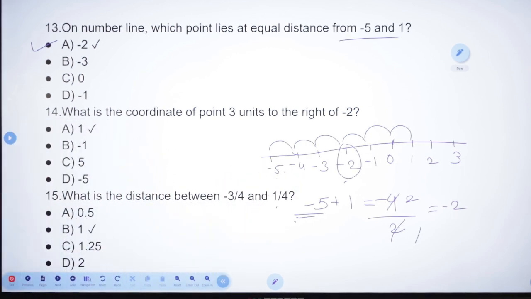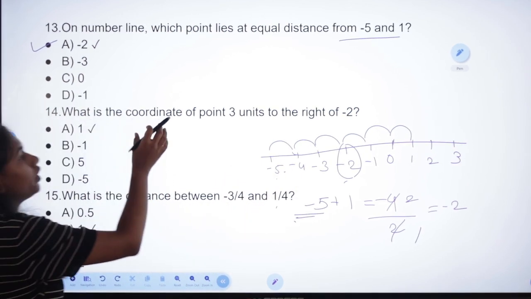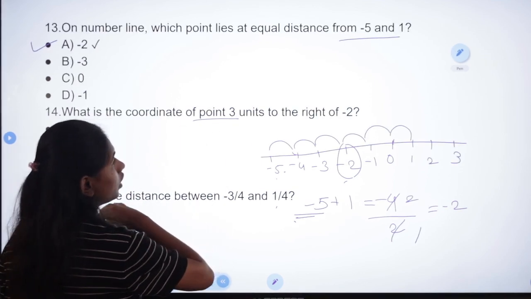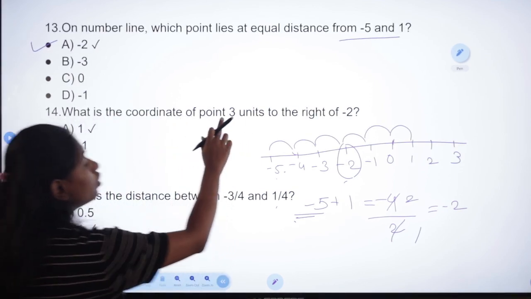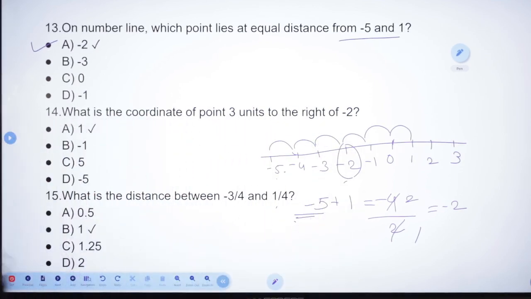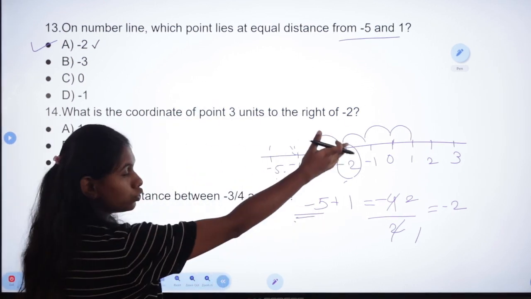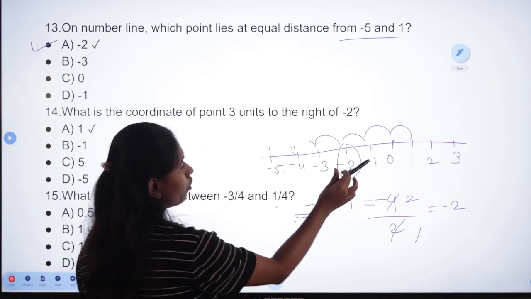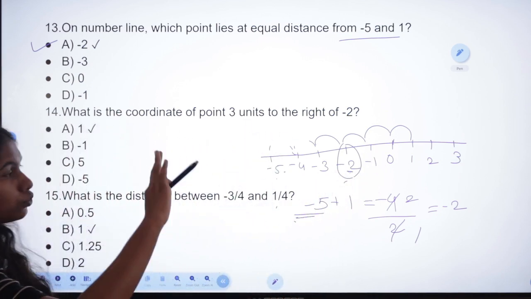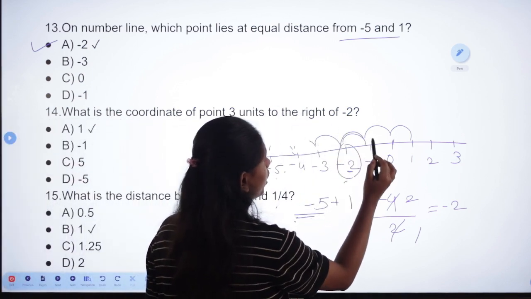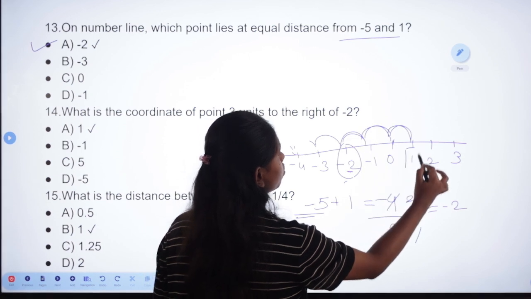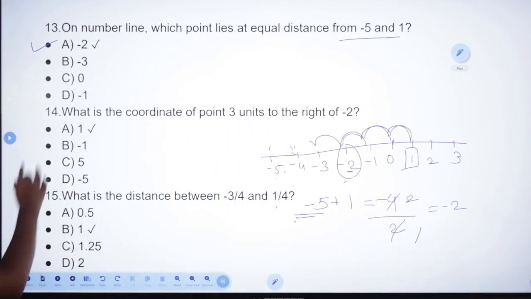Okay. Then next, what is the coordinate of 3 units to the right of -2? Means what? 3 units to the right of -2. Now where is -2? Here. Now you have to calculate 3 units to the right side. So it is 1, 2 and 3. Means what? 1. So your correct option will be option number A, that is 1.